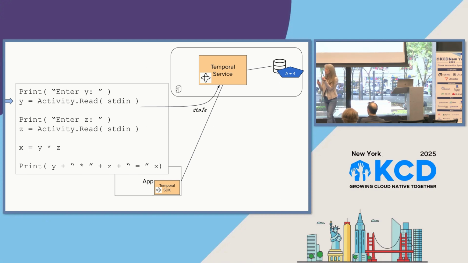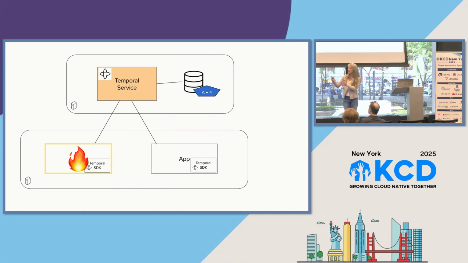Remember I posed the question of which values am I storing? I'm storing the responses to these activities. So the result of the less predictable part. So I'm storing the fact that the user entered the value 4. And it sends that up to the server. Then it continues on, and let's say that right here, that service crashes. But I want to continue this on the next node. So what do I do?